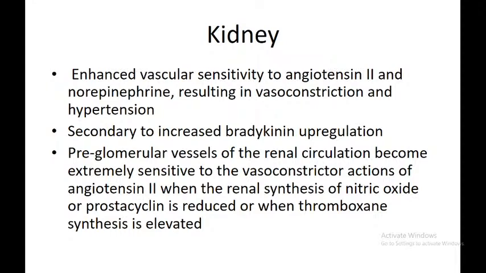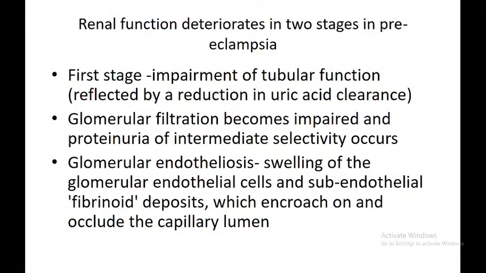the renal synthesis of nitric oxide or prostacyclin is reduced, or the thromboxane synthesis is elevated. So this is the pathophysiology that occurs in the kidney in pre-eclampsia. So usually the renal failure occurs in two stages.